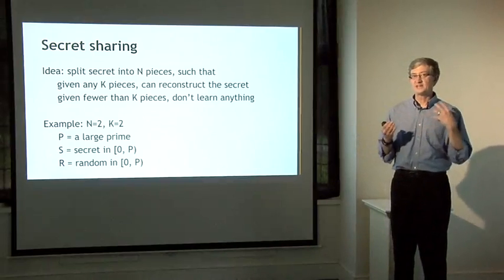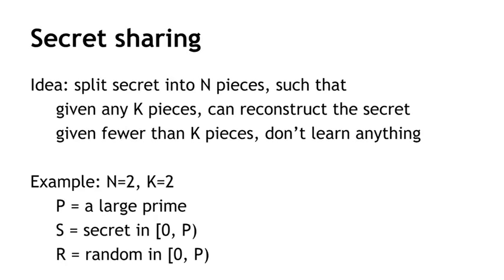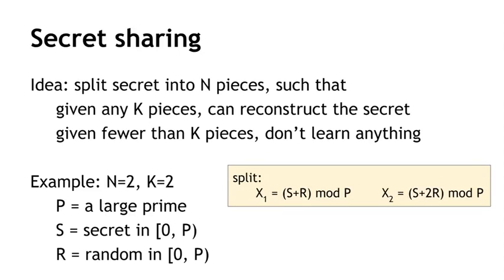And a specific way of getting n equals 2, k equals 2 secret sharing like this is as illustrated here. First we're going to generate a number p, which is a large prime number. It doesn't need to be secret or anything, just really big. s is going to be the secret, and the secret has to be between 0 and p minus 1 inclusive. And then we're going to generate a random value r secretly, which is also within the range between 0 and p minus 1. And now we're going to split our secret into two pieces, x1 and x2.